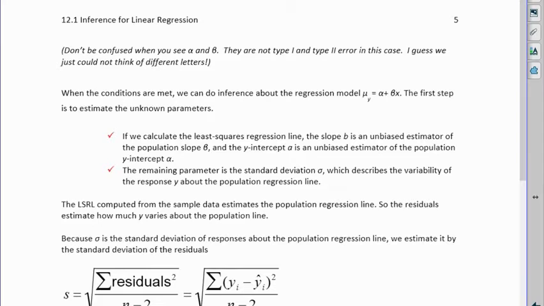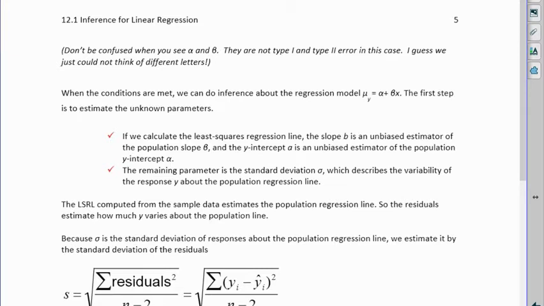So if we calculate the least squares regression line, the slope b is the unbiased estimator of the population slope beta, and the y-intercept a will be our unbiased estimator of the population y-intercept alpha. And the remaining parameter is a standard deviation sigma, which describes the variability of the response y about the population regression line.